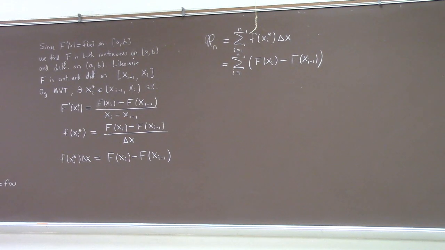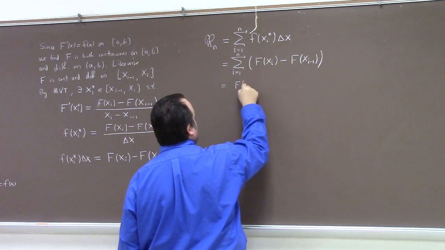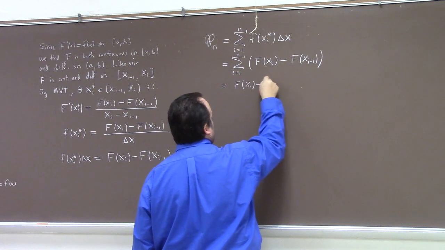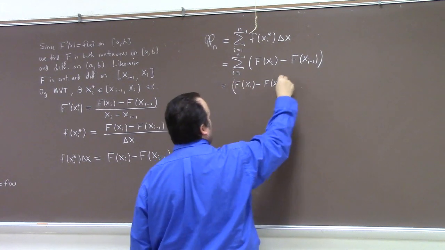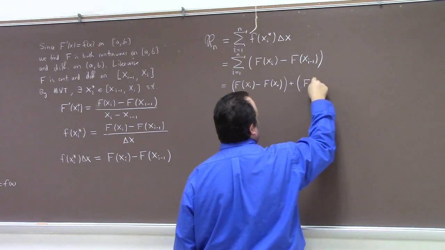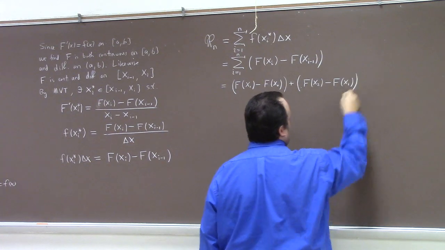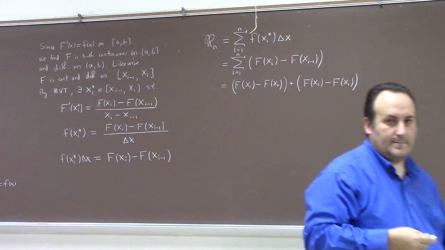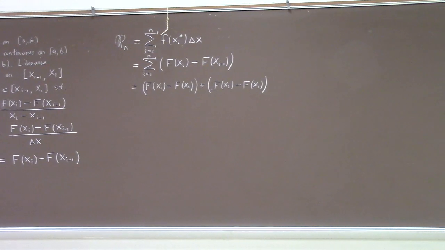We'll start with i equals 1. What is i equals 1? i equals 1 gives us F of x1 minus F of x naught, yeah? There's i equals 1. i equals 2, F of x2 minus F of x1. All right? What do you write next?